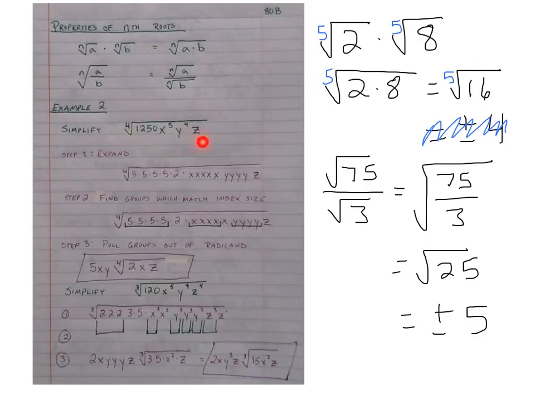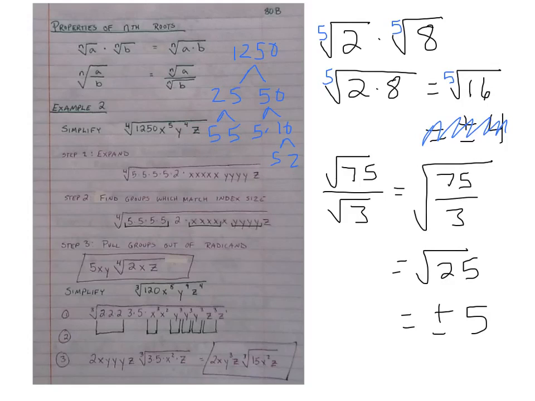What I have here is the fourth root of 1250 x to the fifth y to the fourth z. If I want to simplify these expressions, the first step I need to take is to expand them. So I wrote the prime factorization of 1250, and if I wanted to, I could say, all right, this is 25 times 50, which is 5 times 5, 5 times 10, 5 times 2. So the prime factorization is 5, 5, 5, 2. I'll write that there. I can expand the x's: x to the fifth, I write 5 of them, y to the fourth, I write 4 of them, and then z, there's only 1 of them, so I write it once.